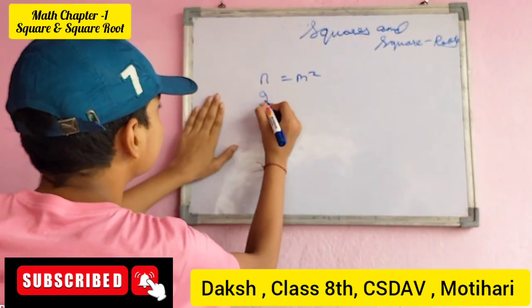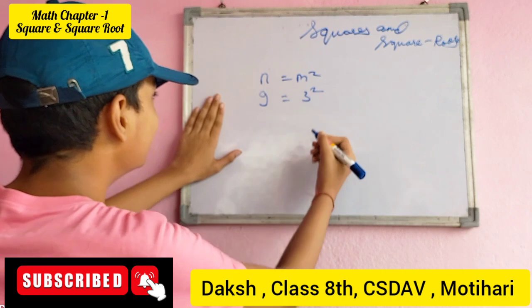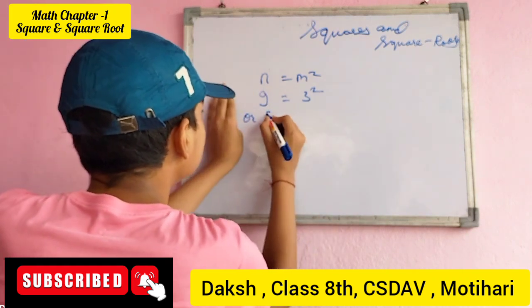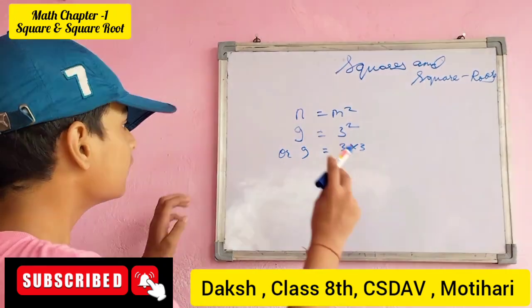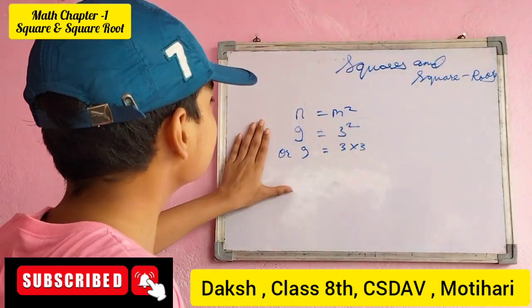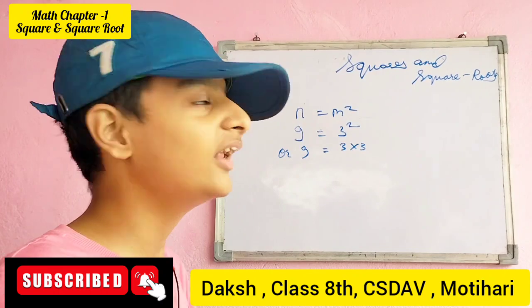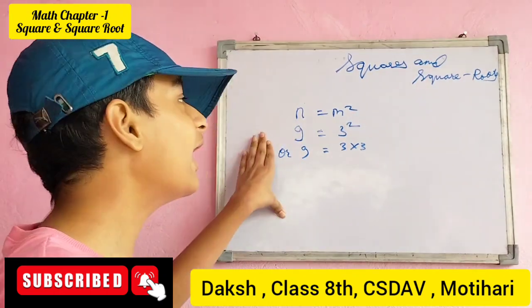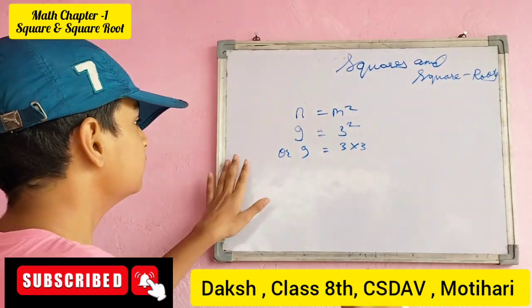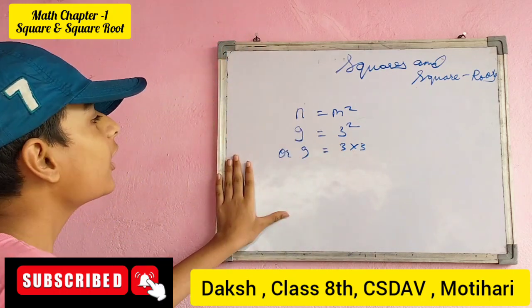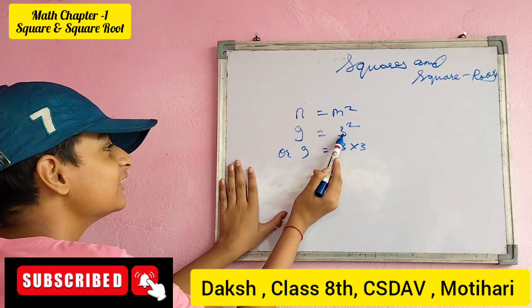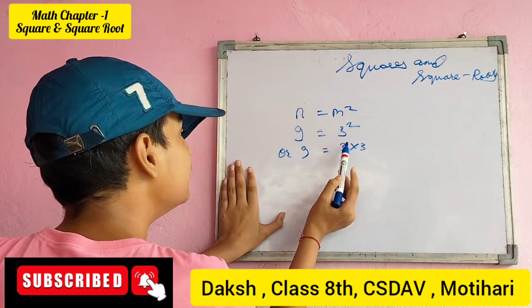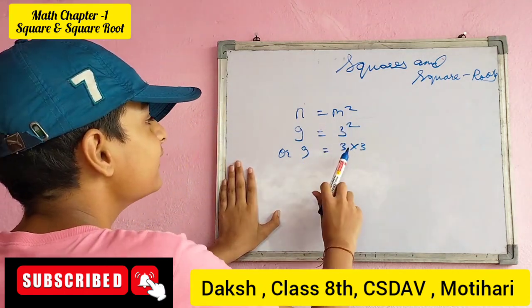Take 9. 9 equals 3 square, or 9 equals 3 into 3. Hence we can conclude that a perfect square is the square of any natural number. Now we can also conclude that a square is the number multiplied by itself. We can see here 3 square is the number 3 multiplied by itself, and the product is 9.